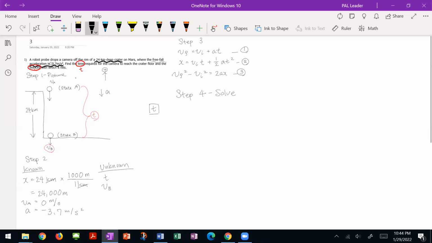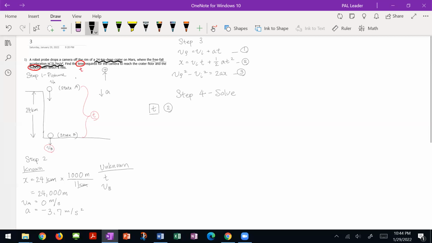I'm going to look at number 2. The distance that we traveled, we do know that, right? We go from right here to here, it was 24 kilometers. V initial, that would be the initial velocity at VA. We do know that, right? Because that's 0. And t, that's what we're looking for. Half A, acceleration. We do know the acceleration. It was given to us, right? Of negative 3.7 and t squared. That's what we're solving for.